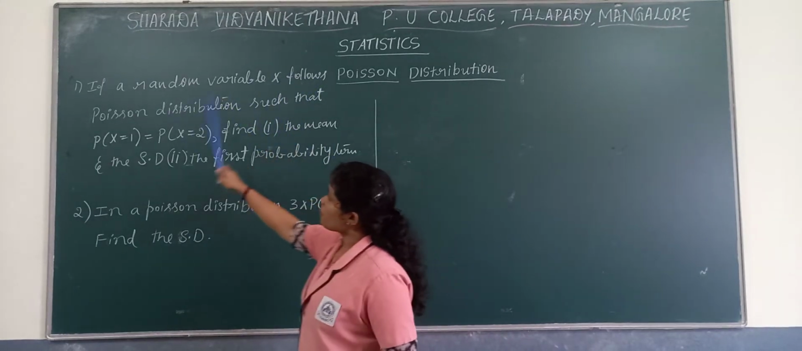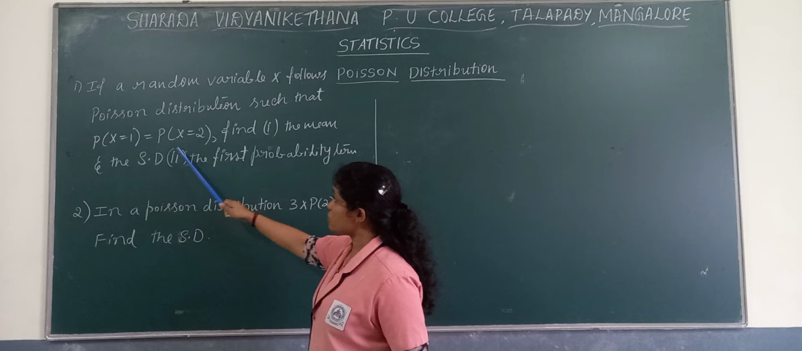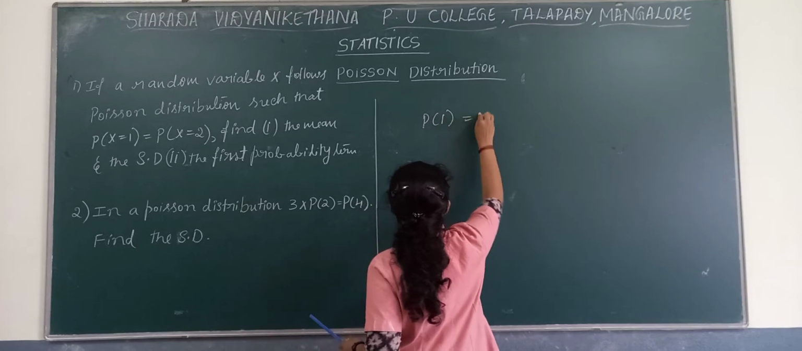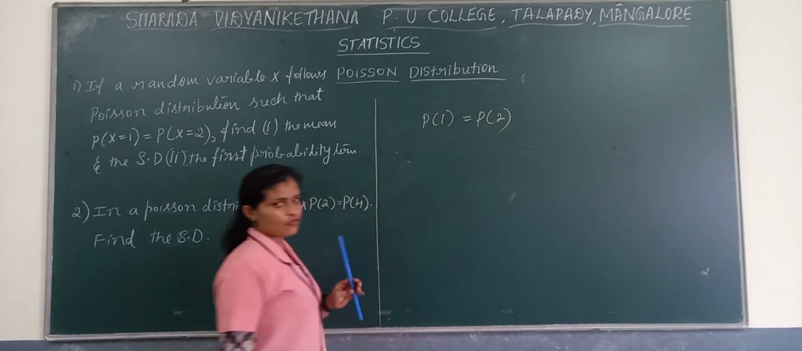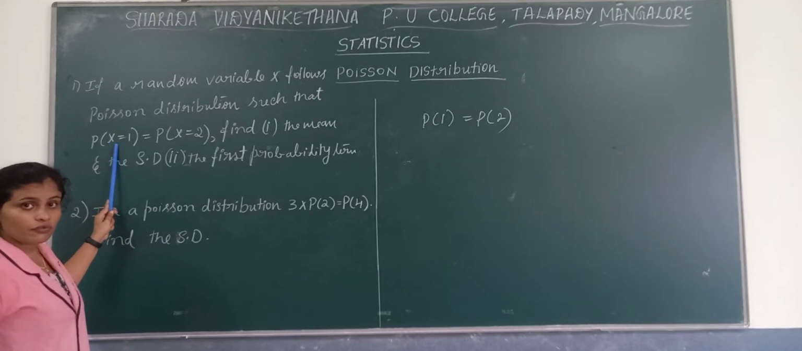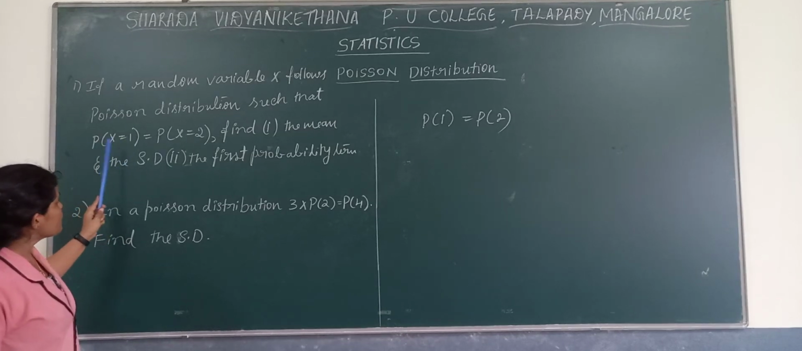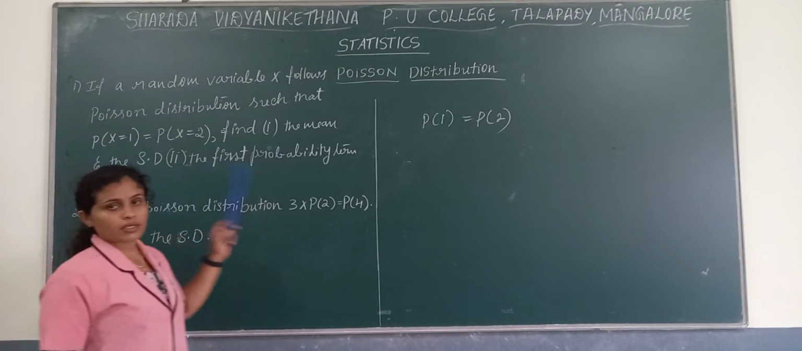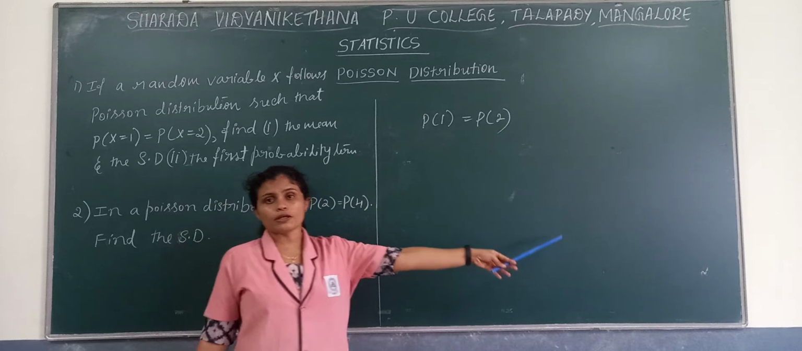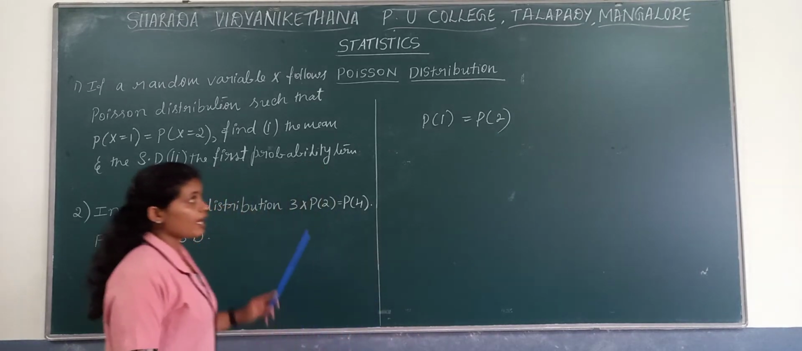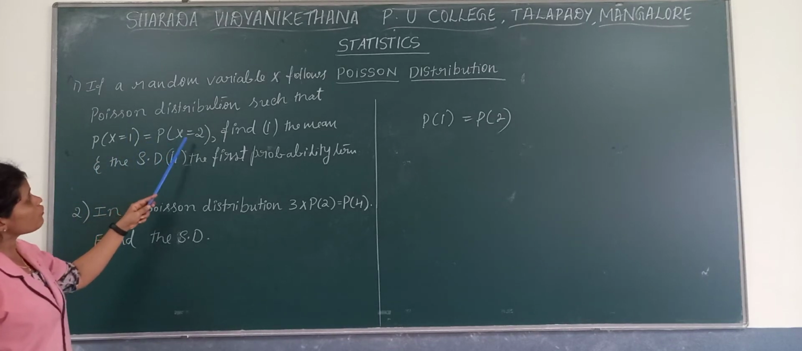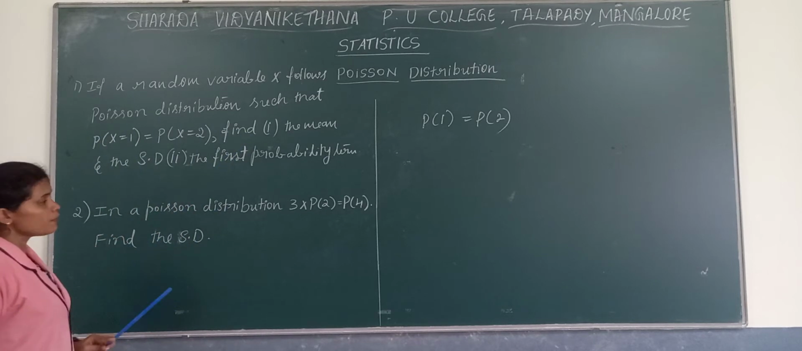Now, if a random variable x follows the Poisson distribution such that, what does it mean? It is nothing but P of 1 is equal to P of 2. P of 1 means in the place of x we substitute 1, and P of 2 means in the place of x we substitute 2. That is what they have given: P of x is equal to 1 is equal to P of x is equal to 2. Then find the mean and standard deviation.